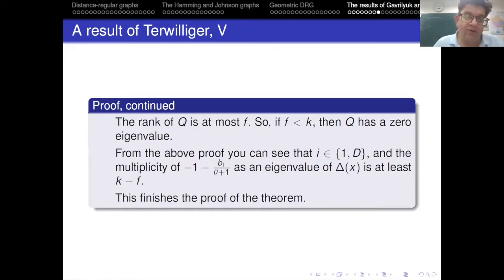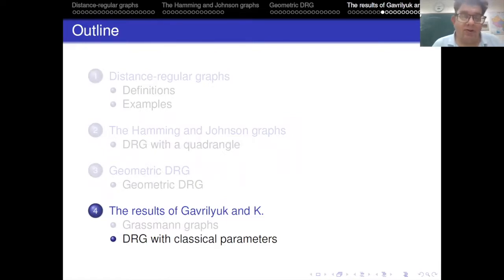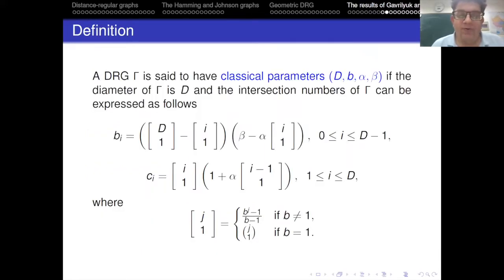This shows the result. So now I will discuss the distance-regular graphs with classical parameters. Grassmann graphs have classical parameters, and many other distance-regular graphs have classical parameters. It is a little bit complicated. So it's said to have classical parameters D, B, alpha, beta. Some people prefer a small q instead of the B, but let's stick with the B today.